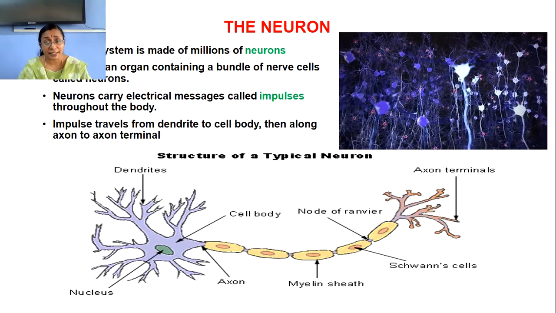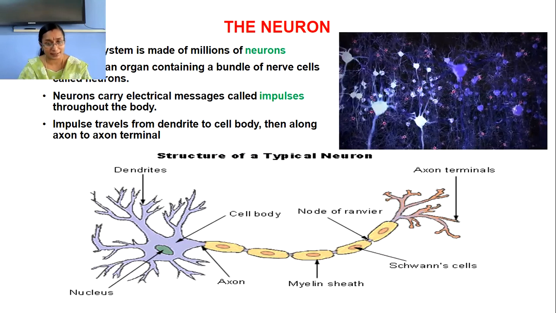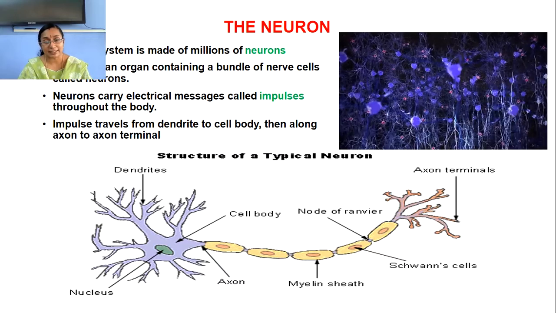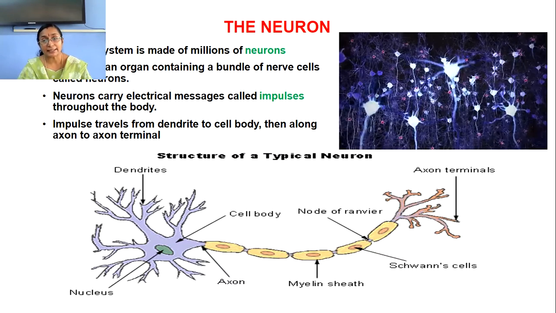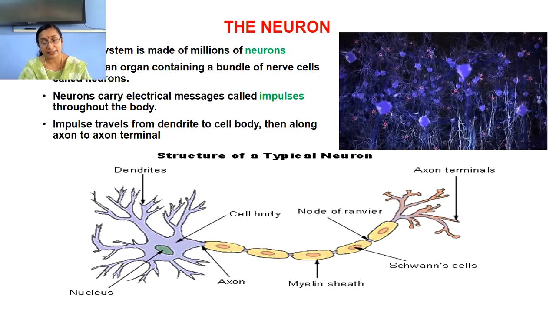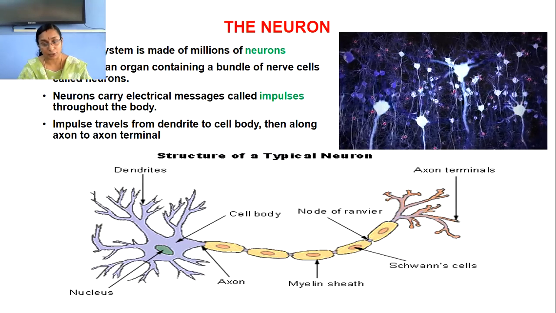The impulse is received by the short processes of the neuron that we call dendrites. The dendrites pass this message to the central cell body or the cyton. From there it is transmitted to the long process, that is the axon. The axon has terminal small button-like structures called axon terminals, and through these axon terminals the message is passed on to the next neuron.